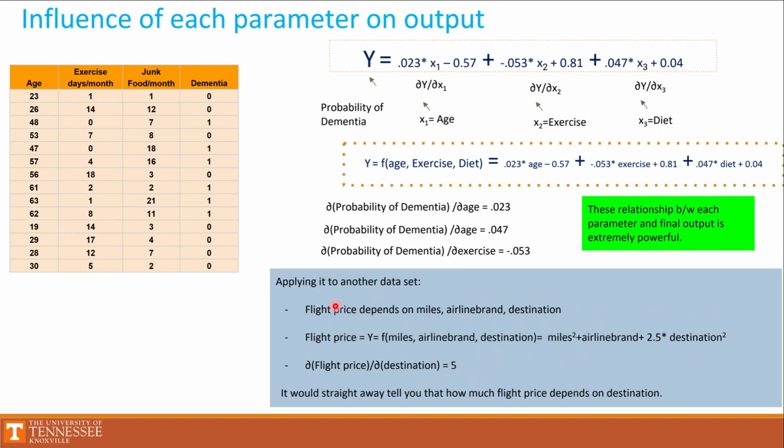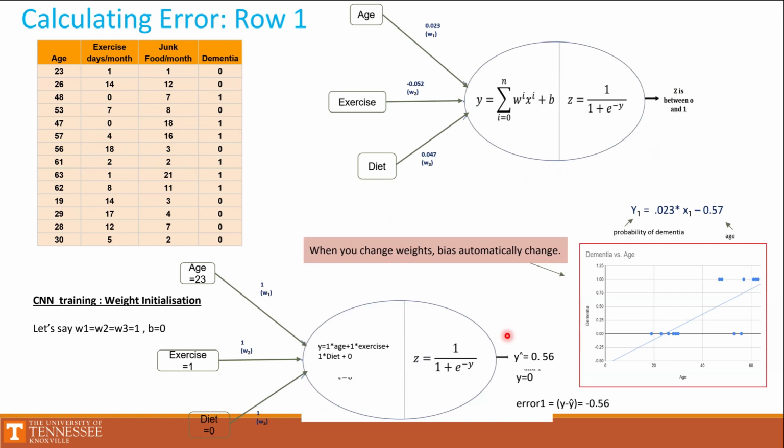So my point in bringing this kind of data set is simply to tell you that by doing these kinds of equations, you can tell the relationship between a single input parameter and your final answer. And remember, in your neural network, you don't have 3 parameters. This is just an example case. You will have 100 parameters. Now, how are these weight updates happening?